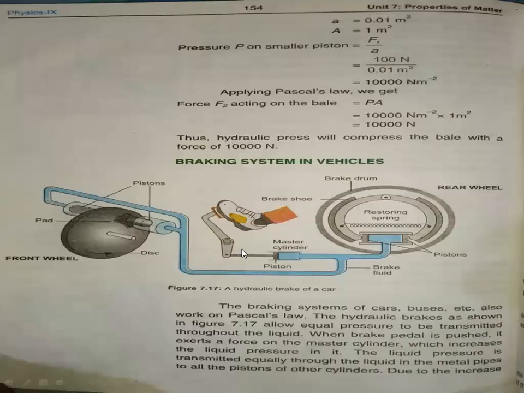In this example, you can see there is a liquid inside this. Whenever the driver pushes the brake pedal, it exerts pressure on the master cylinder, and this pressure will be equally transmitted to both wheels, equally transmitted here and here. All the pipes equally exert the pressure. This is the application of Pascal's law.